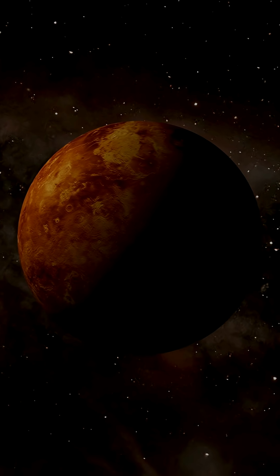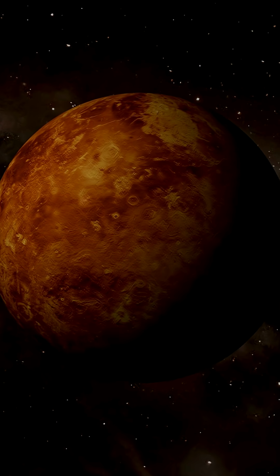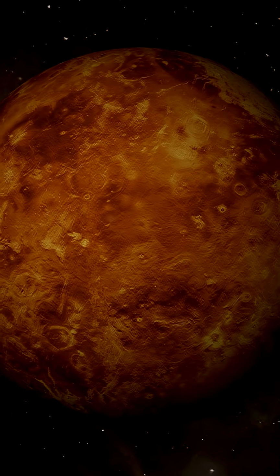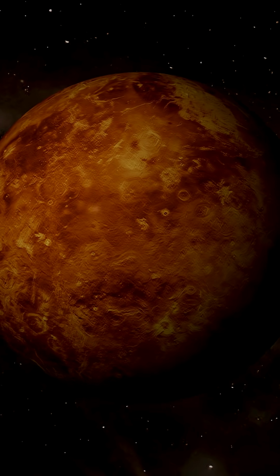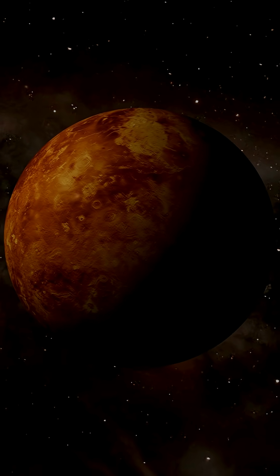A single day on Venus lasts longer than a year, and the entire planet is swept by toxic, hurricane-speed winds. Venus is not just a planet. It's a cosmic warning of what happens when the greenhouse effect spirals out of control.